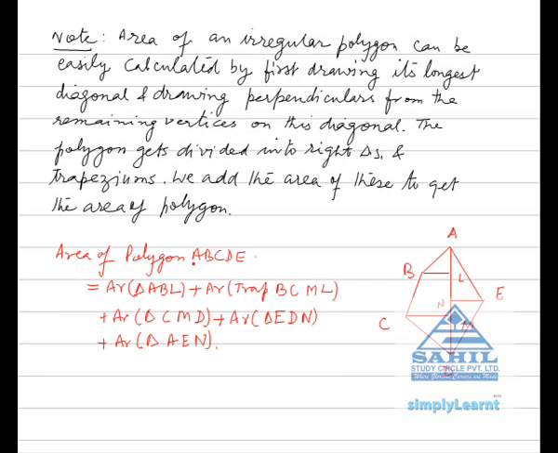Area of polygon ABCDE is equal to area of triangle ABL plus area of trapezium BCML plus area of triangle CMD plus area of triangle EDN plus area of triangle AEN. Now the areas of all these figures added together will give the area of this irregular polygon ABCDE.